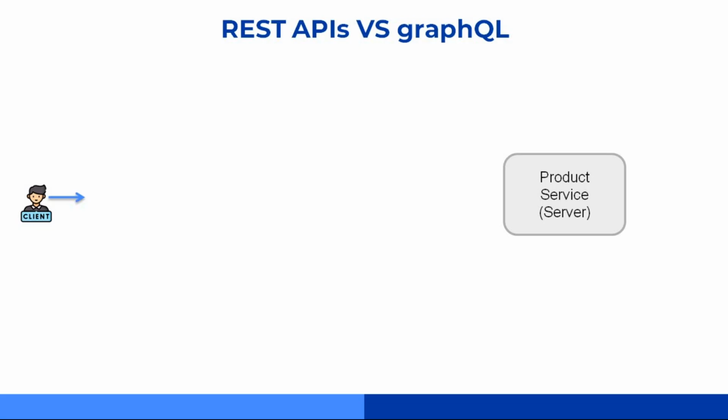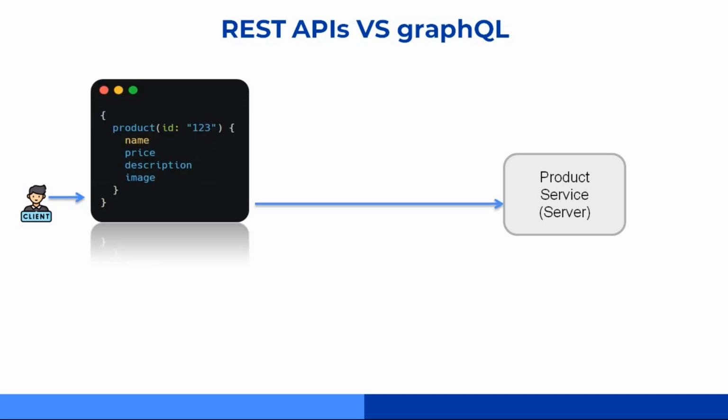Okay friends, now let's take this one step further. What if the client also wants the product description and image along with the name and price from the same endpoint? In GraphQL, it's super simple. The client just adds those fields to the same query, or I can say endpoint. No need to call a separate endpoint as we were doing in REST APIs. No need to write extra API calls. Just modify the query and ask for exactly what you need.